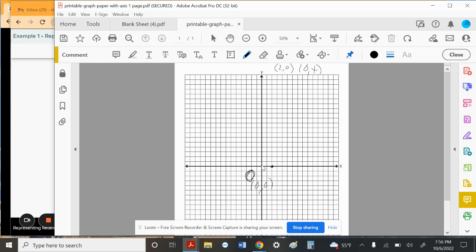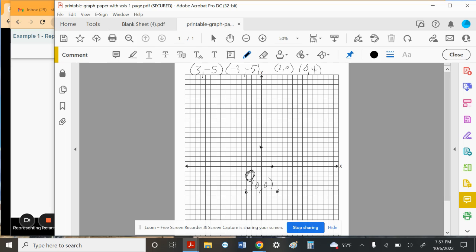0, 4 says we stay on the y-axis and we go up 4, 1, 2, 3, 4. So it'll be right up here. And then we have to do 3, -5. So I do 1, 2, 3, and then down 1, 2, 3, 4, 5. So it'll be right there. And the last thing I'm going to do is -3, -5. And so then we go backwards on the X, 1, 2, 3, down 1, 2, 3, 4, 5. So it's going to be this point right over here.